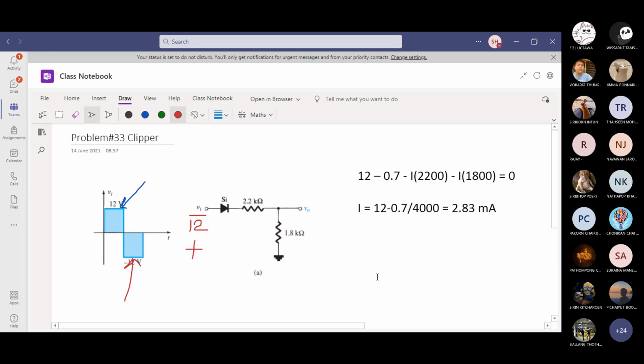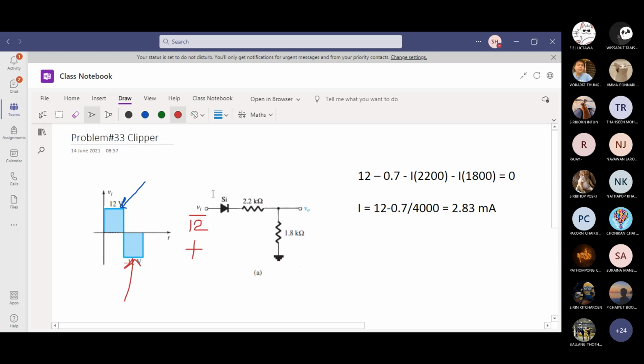What is the output voltage? 0 is the correct answer. But why do you say that? What happens to the diode during the negative half cycle?